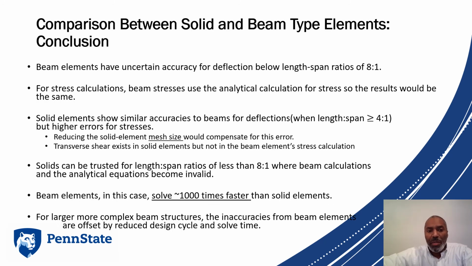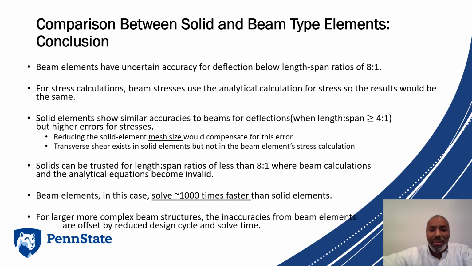So what conclusions can we draw? Well, beam elements have an uncertain accuracy for deflections below a length span of 8-to-1, so you want to be higher than that, and that's a caveat of beam theory in general, even the analytical results, so that's not surprising. For stress calculations, beam stresses use the analytical solution for the stress, so the results would be the same, right? So we would expect to have similar results from the FEA because we use the beam equations and we're solving the differential underlying beam equation.